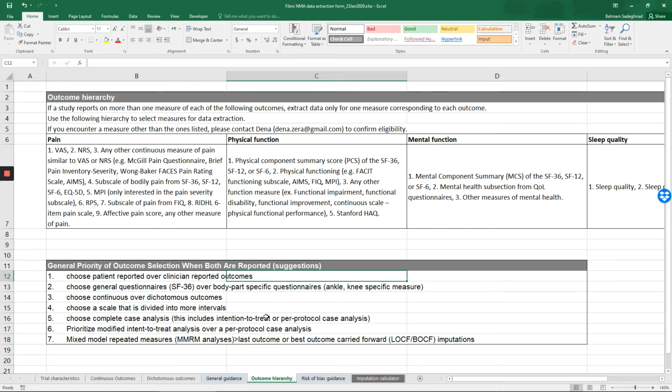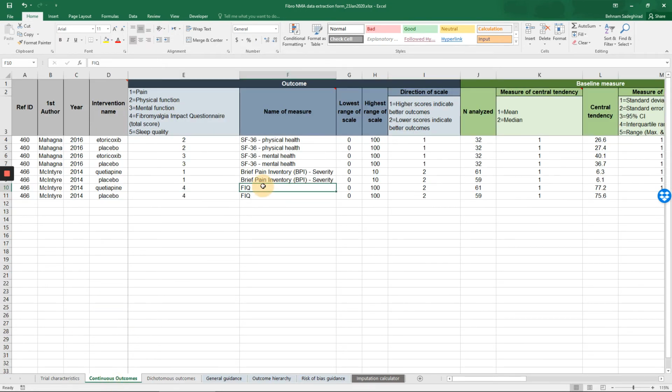So there's an order to these things. We prefer complete case analysis, intention to treat, then intention to treat with missing participant data, then if not reported, we want to look at the per protocol case, complete case analysis, or per protocol with handling of missing participant data. Remember that we only want one of these tools for each of the outcomes.